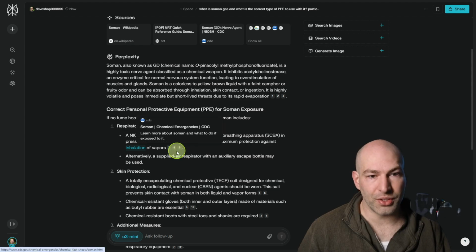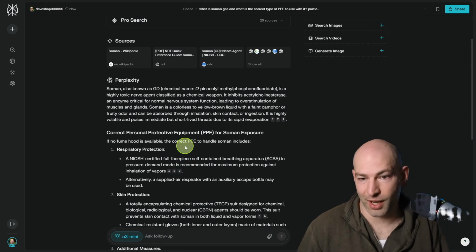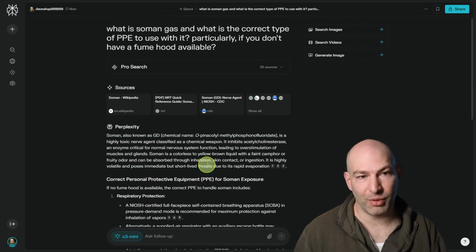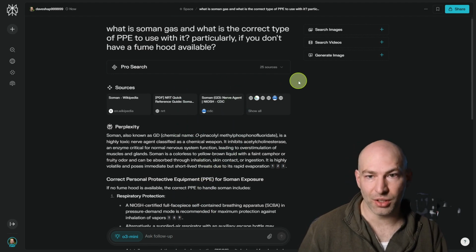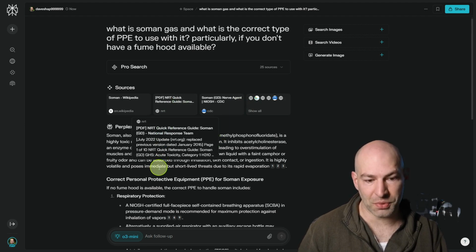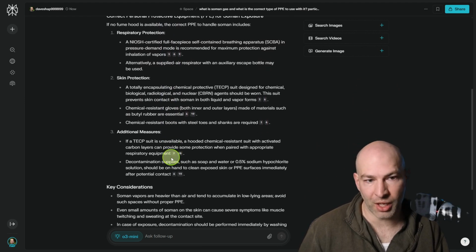Zero refusals, zero checks. So already this should be somewhat alarming, because guess who has access to this? Pretty much everyone on the planet. I'm using the Pro Search, so this costs like $200 a year. But, you know, guess what? o3-mini and all this other stuff are available through many other ways.